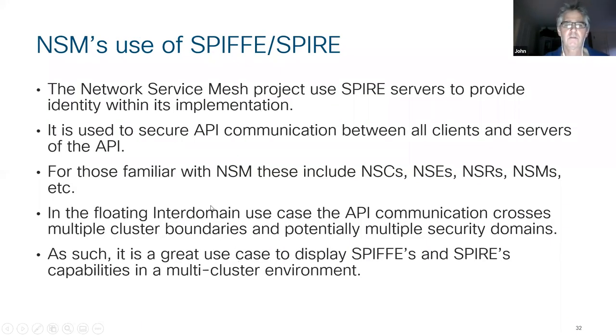The big reason we were interested in this is because within NSM, if you're familiar with the project or if you want to go look at it, they have what they call a floating inter-domain use case. And the big thing about that use case is those API communications cross multiple cluster boundaries. And potentially, as I said before, as you're crossing multiple cluster boundaries, you may have to cross into multiple security domains. So that's why I thought it was a great use case to display the Spiffe and Spire capabilities for this talk.